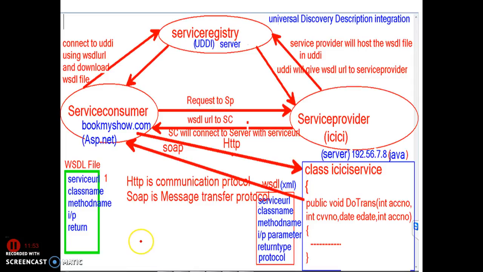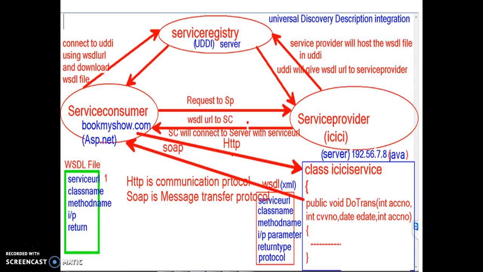HTTP is like, for example, if you consider a loading truck. Loading truck means the truck is moving, and in the truck there is load. The truck is moving, not the load; the truck is taking the load along with it. So here HTTP is the communication protocol. It will take the request object to the server and it will bring the response object back.